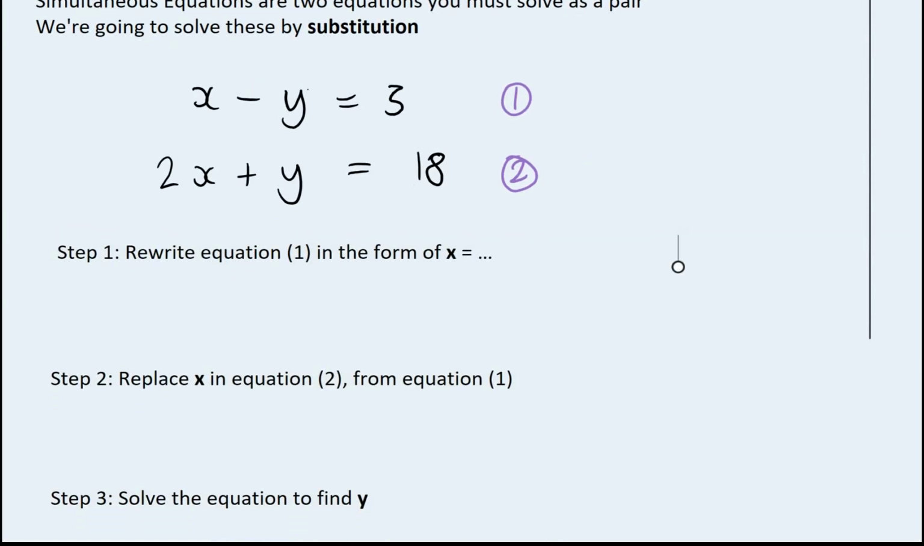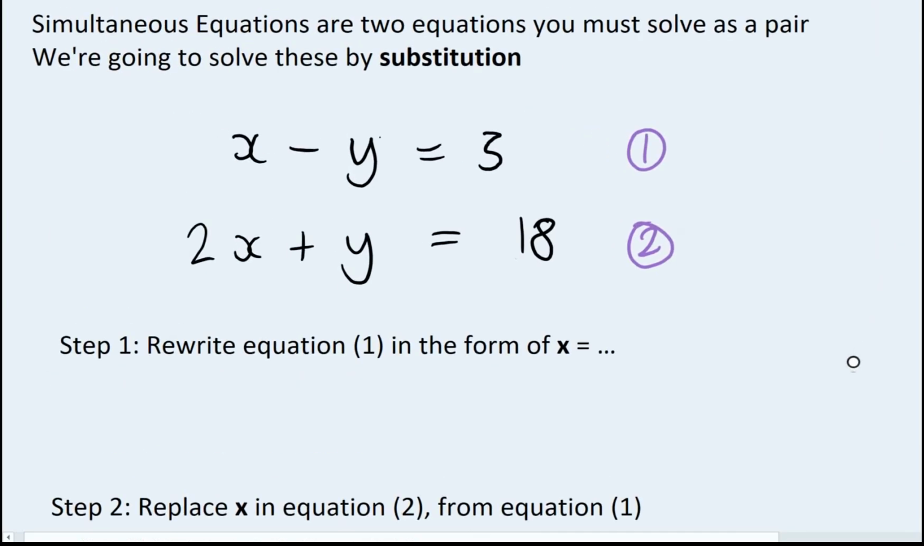Okay, on to something slightly harder. So this time we don't have x or y equals something, which means my first step, I'm going to have to rewrite or rearrange that equation. Not sure how rearranging works? I'll try and link to the video of it somewhere. But basically, it's the same idea as solving an equation. I want to get x by itself.